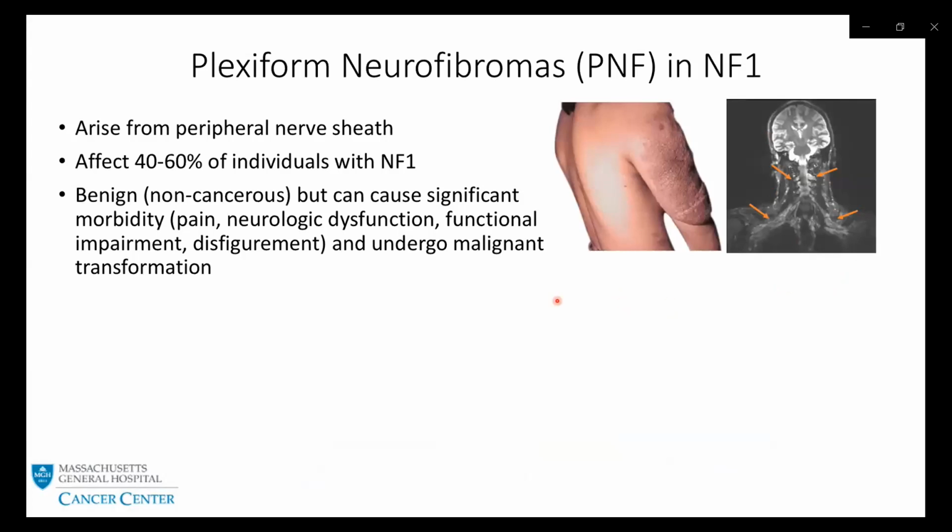Plexiform neurofibromas are benign or non-cancerous tumors, but nonetheless they can cause significant problems. They can cause morbidity by causing pain, neurologic dysfunction, functional impairment, and disfigurement depending on their location and size. A subset of plexiform neurofibromas can also transform into a malignant peripheral nerve sheath tumor, or MPNST, which is a type of aggressive cancer.